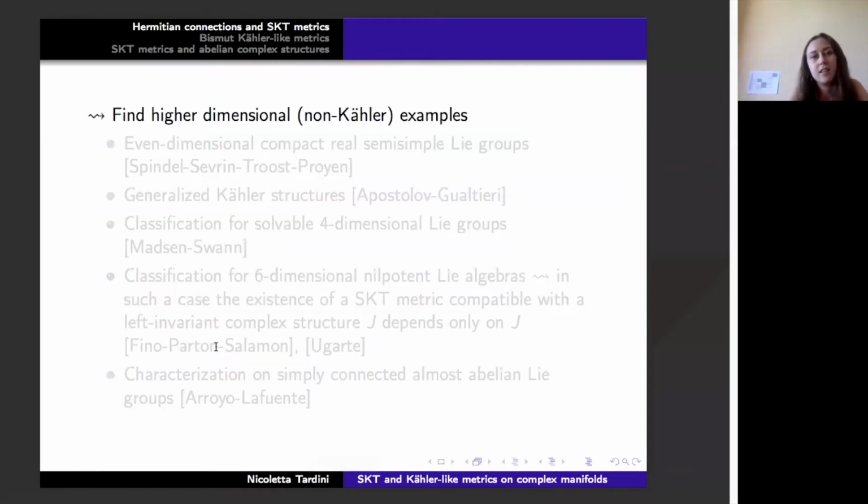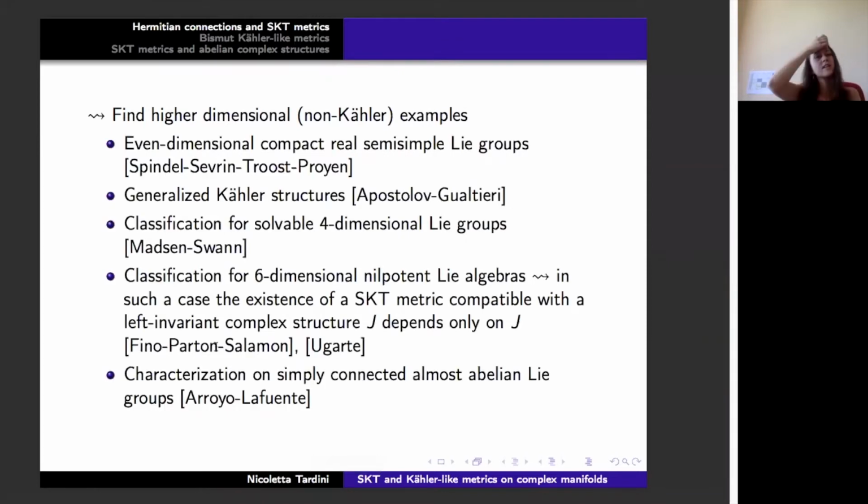Here I listed just some results concerning SKT metrics. Of course, in the literature you can find a lot of papers about SKT metrics; here I listed just a few results. First, SKT metrics exist on even dimensional compact real semisimple groups. We have applications in generalized complex geometry. And on Lie algebras in low dimension, we have several classifications. For instance, Madsen and Swann gave a classification for solvable four-dimensional Lie algebras admitting SKT metrics. In the nilpotent case, we have classifications, for instance in dimension 6, due to Fino, Parton, Salamon, and then this classification was improved by Ugarte.